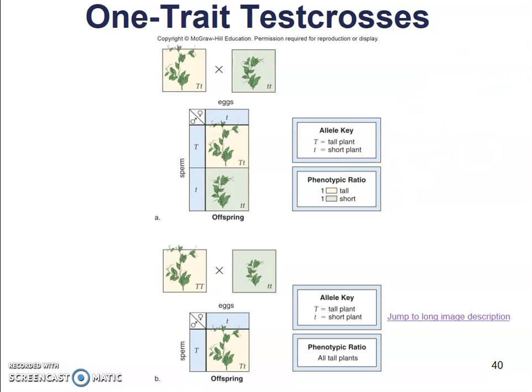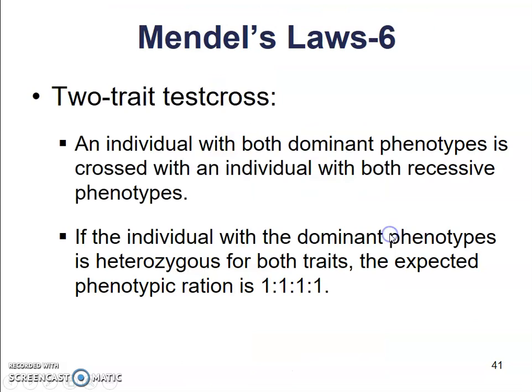So here is a one trait test cross. All right, we have a heterozygous parent crossing with a true breeding recessive parent. All right, and we get tall, big T, little t, and our offspring are heterozygous.